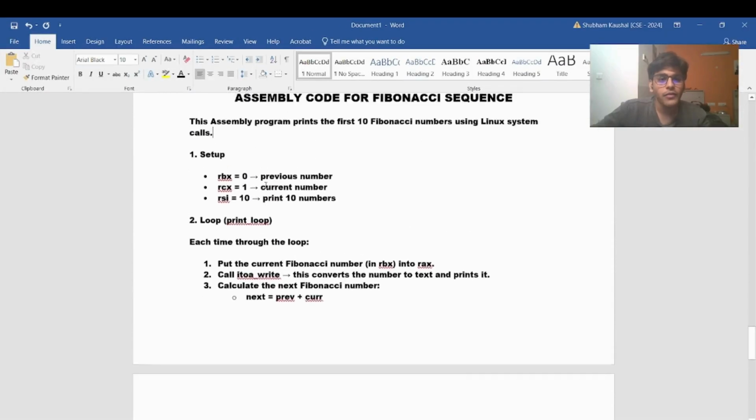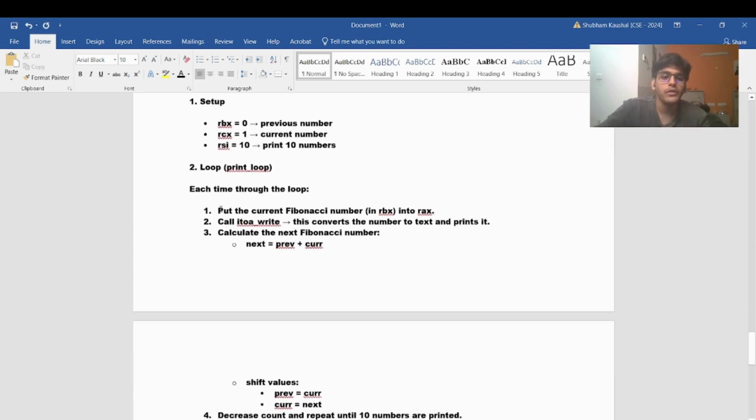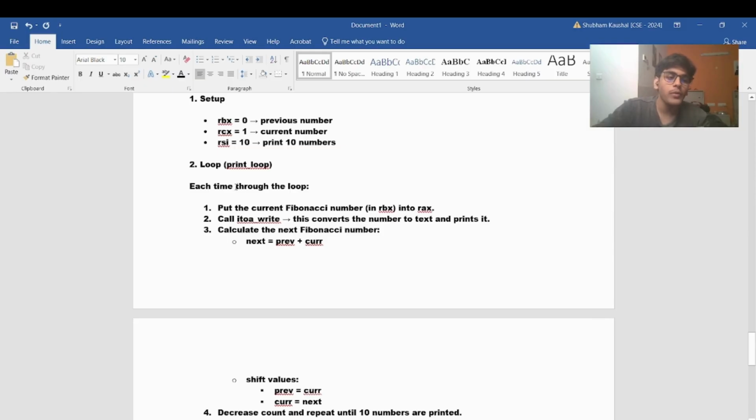Here we'll be talking about the setup first. The RBX is basically the previous number. The RCX is the current number, and the RSI is the count, the number of times we'll be printing the numbers. Then we'll be talking about the loop. We'll be running this in a loop so that we can get the Fibonacci sequence one after the other.